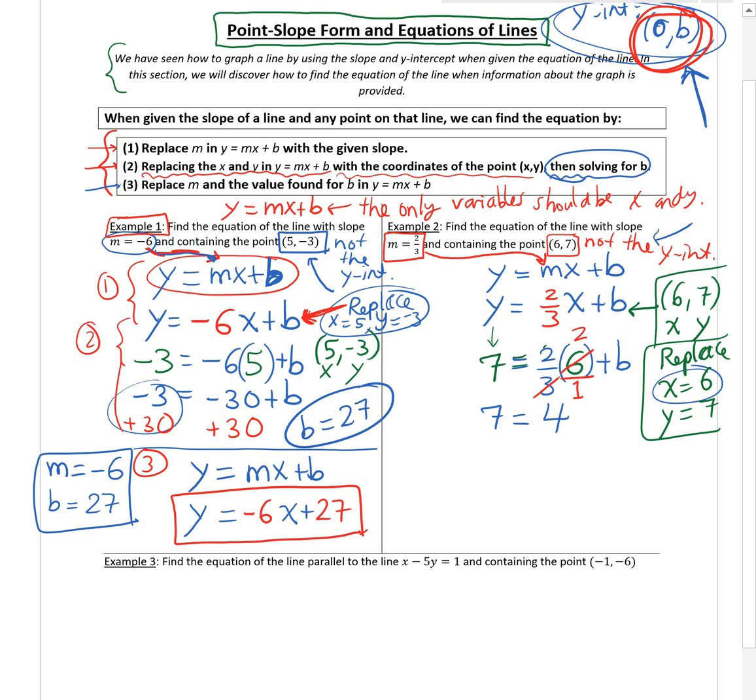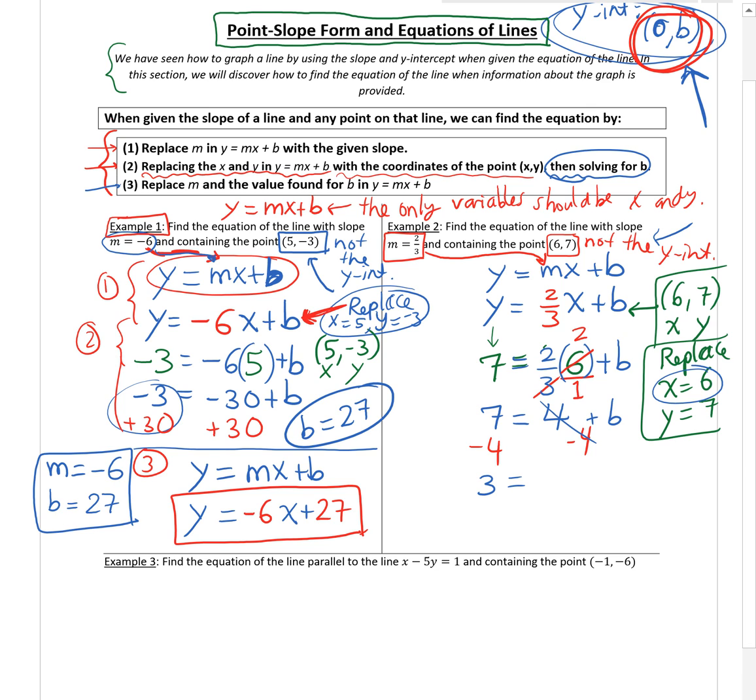Then you could say over 1, but anything over 1 is that number. So this is really 7 equals 4 plus b. If you want to solve for b, all you have to do is subtract 4 from both sides. Maybe I'll erase that over 1, because it looks kind of confusing. We just know it ends up being 4 over 1, but 4 over 1 is just 4.